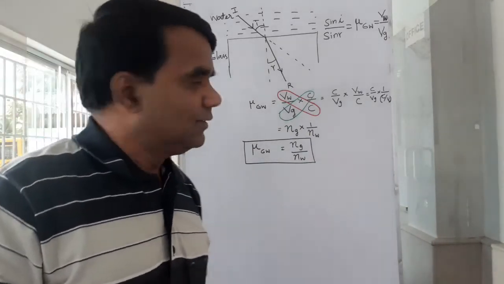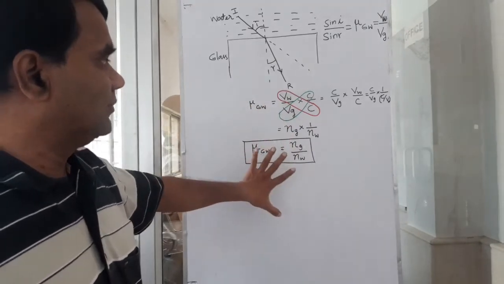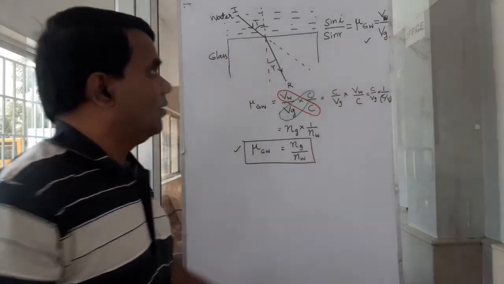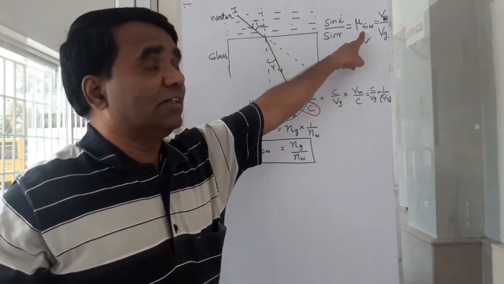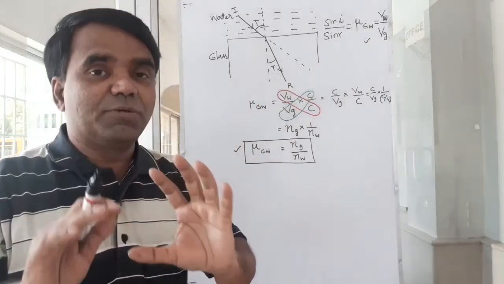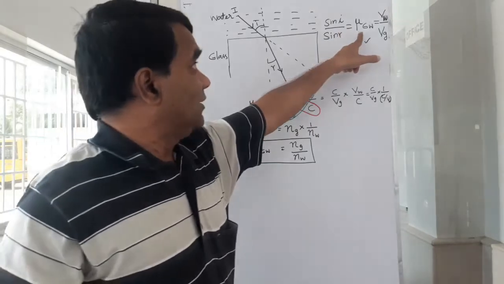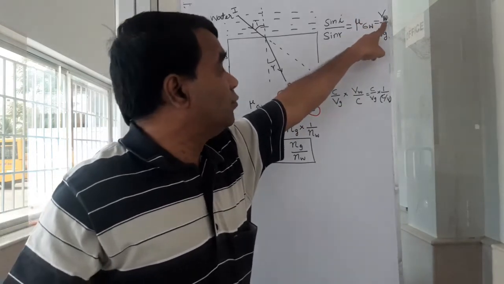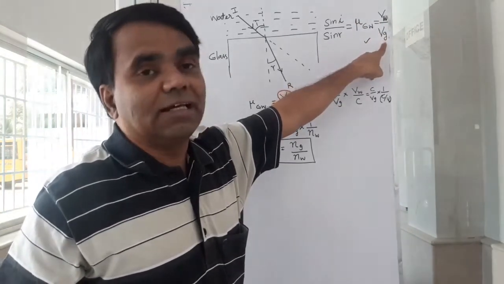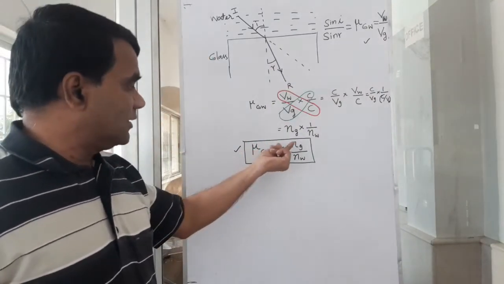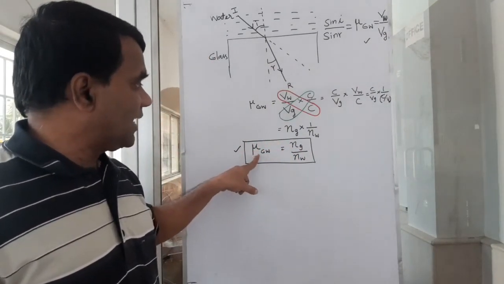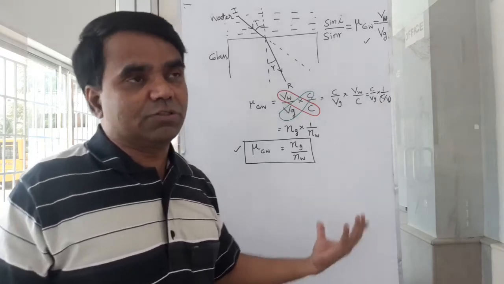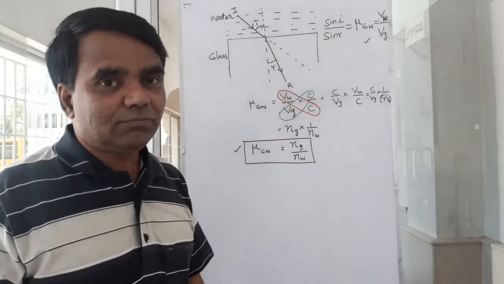Okay. I want you to understand this difference. This is the same as this one. But when we define the refractive index of glass with respect to water in terms of the speeds of light, it is the speed of water divided by the speed of glass. But if you define it like this, the refractive index of glass with respect to water is the refractive index of glass divided by the refractive index of water. So both are equivalent. Okay.